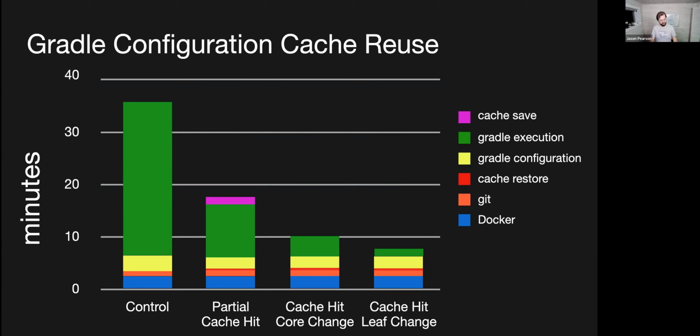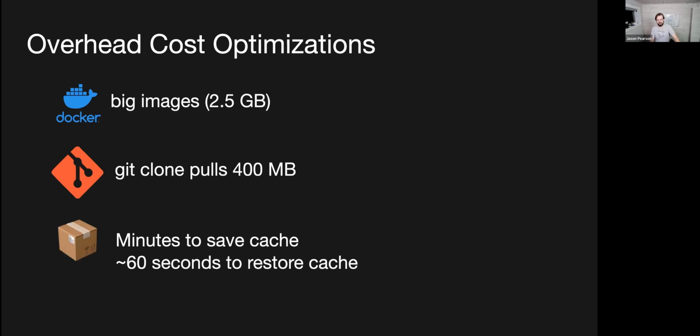So what did that do to our build? Well, basically those yellow areas went away completely, and we got down to 6 minutes. That's not quite 3 minutes like I promised. So let's look at that. What was left? We had some big images with Docker, some really big Git clone pulls with 400 megabytes, and minutes to save and restore those huge caches that we've now created.